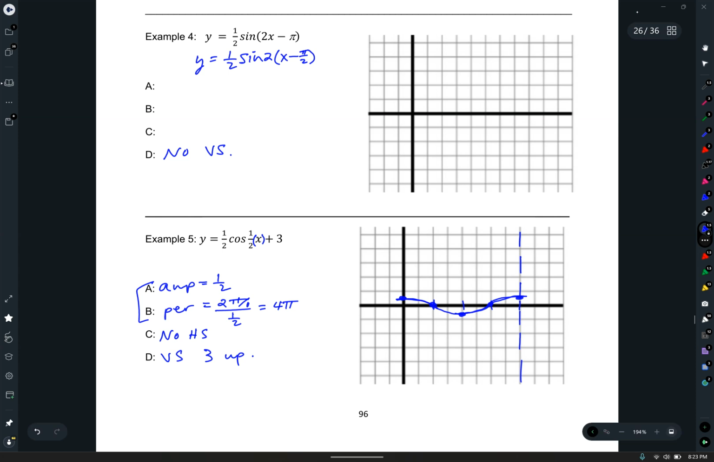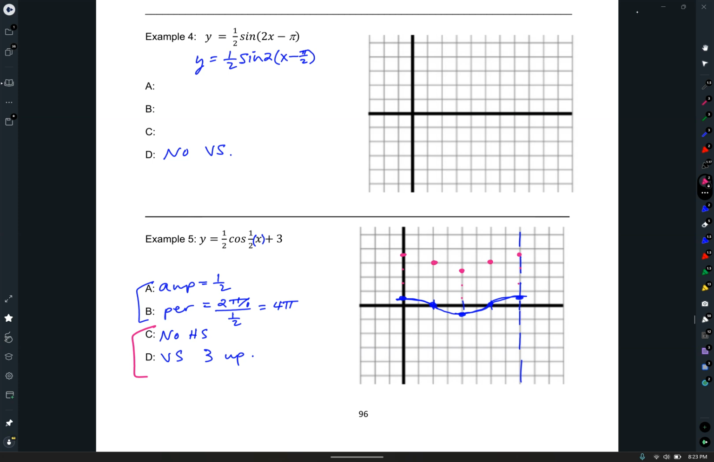And then there's no horizontal shift, but there is a vertical shift of 3 units up. So I'm going to move the beginning and ending first. So up 3 units would be 1, 2, 3. Move this one up 3, 1, 2, 3. If I move this one up 3, 1, 2, 3. And then I'll move those middle ones. So this one up 3 would be 1, 2, 3. And then this one up 3 right here.